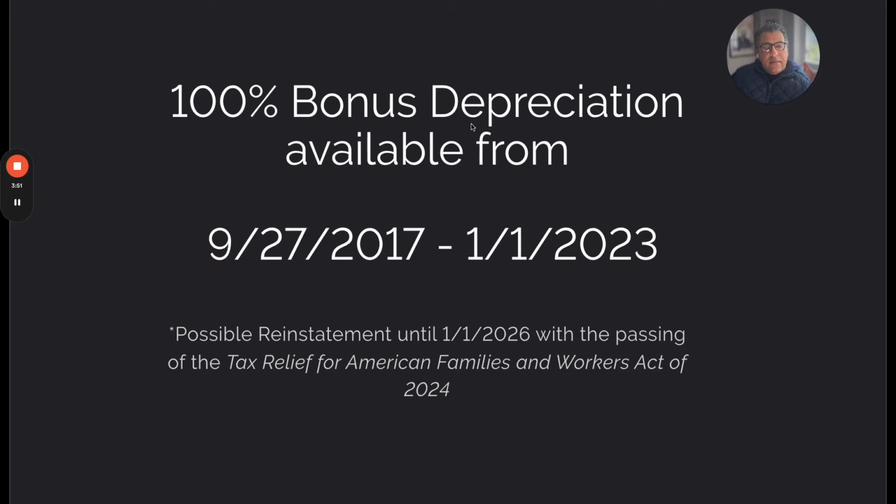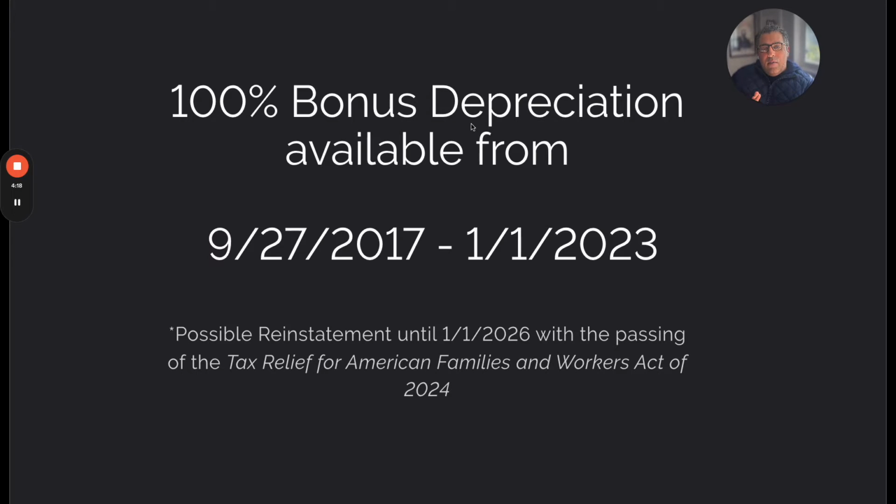2017, Tax Cuts and Jobs Act exploded this industry. So we can go as far back as September 27th of 2017. Anything purchased between there and the beginning of 2023, what I call is in the golden window. So these properties are eligible for 100% bonus, which takes all that value and puts them in the first year. Now, if they don't get 100% bonus, they still get it in the first 5 years. It's just not as concentrated in the first year.